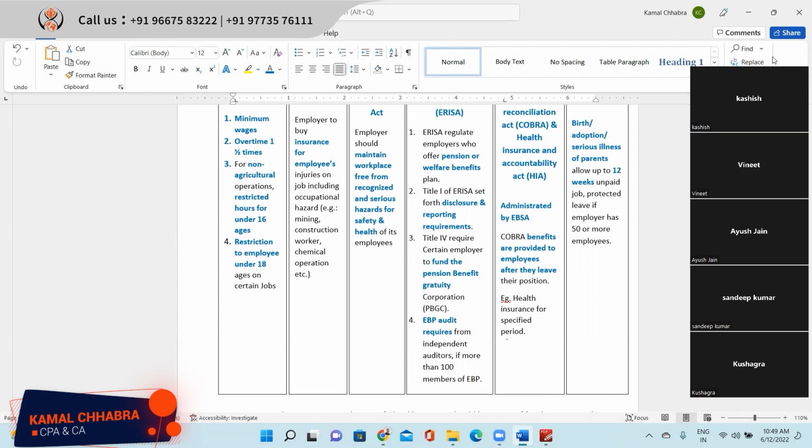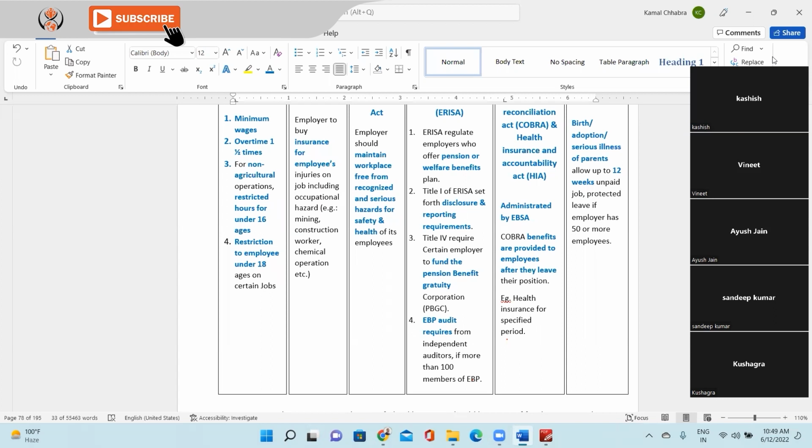So wherever the employer has more than 100 employees to whom they are providing employee benefit plans, that is the retirement benefit plans, they need to do the contribution. Like in India, how many of you have studied AS 15 in India, employee benefit plans? So maybe some of you are chartered accountants. I'm sure you might have studied.